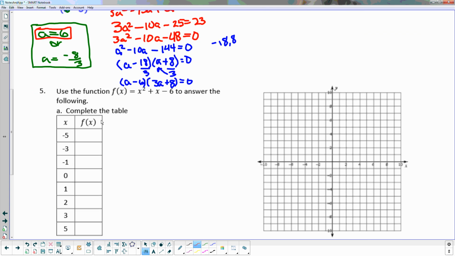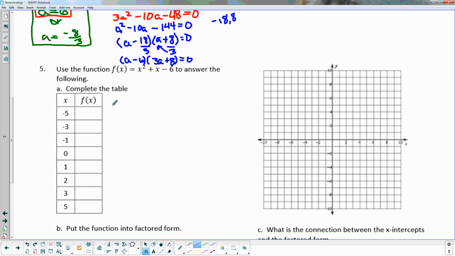Let's look at some hints on this last problem. It says here to use the function f of x, or y. You can think of this as y equals, that's the same thing, x squared plus x minus 6, to answer the following. So they want us to complete the table. So you plug in numbers. Okay, that's what this means.